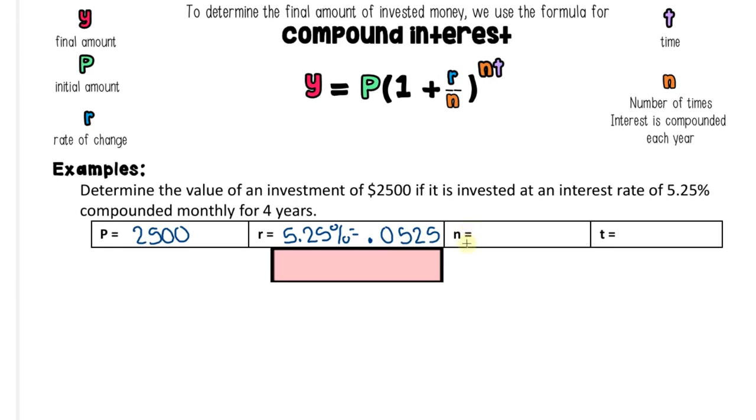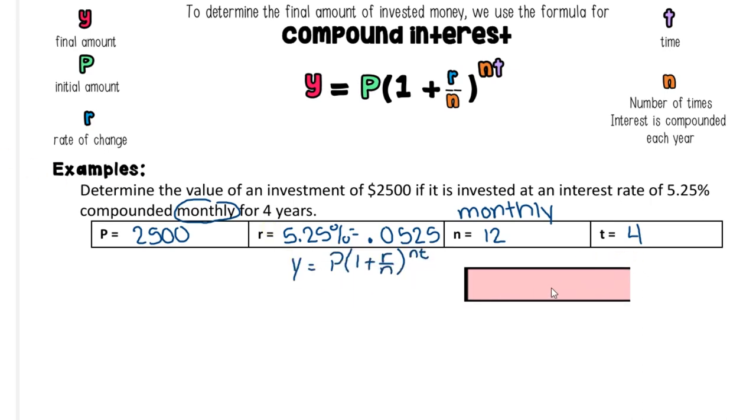N, how many times it's compounded. So look at compounded, and it's going to tell you. Here we have monthly. And think of how many months are in a year. There's 12 months. So our N is 12. And lastly, time is our number of years, which is 4. So using our compound interest formula, substitute in our values.